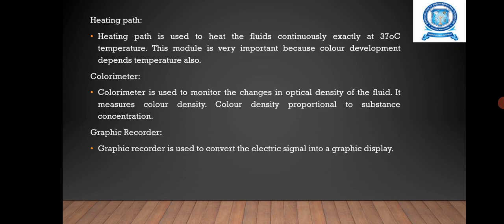And the next one is the heating bath. It is used to heat the fluids continuously at exactly 37 degrees Celsius. It is very important because color development depends on temperature also. Then the colorimeter. It is used to monitor the changes in optical density of the fluid. It measures color density proportional to substance concentration. Then the graphic recorder. It is used to convert the electrical signal into a graphic display.